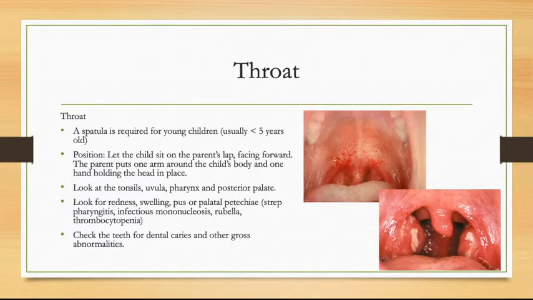What you're looking at is the tonsils, the pharynx, the uvula, and usually you're looking for signs of tonsillitis or pharyngitis. So you need to check for any redness, if there's swelling, if there's pus, if there's petechiae. And here I put some causes of petechiae. The first picture there is what it would look like. A common cause would be Streptococcus pharyngitis. You can use this opportunity to look for any dental caries or any teeth abnormalities.